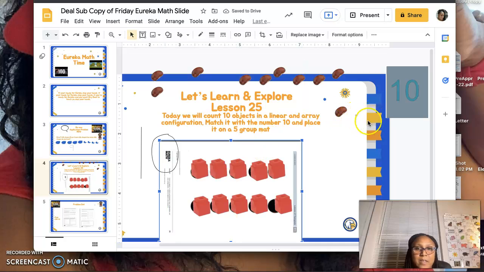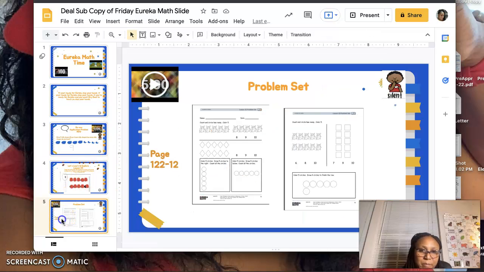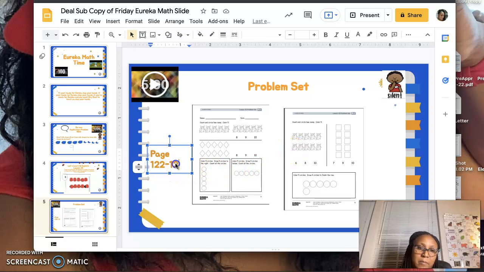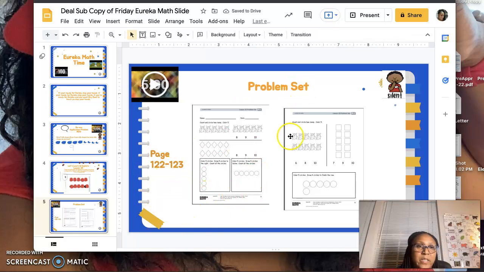There we go. So now is your time to show what you know. You are going to do your problem set, and it's going to be page 122 and page 123, and you will be doing it together with Miss Lunsford and your substitute teacher. And you are working with what number?